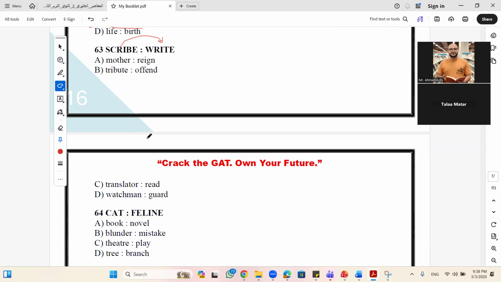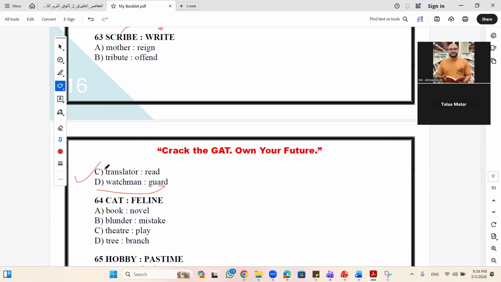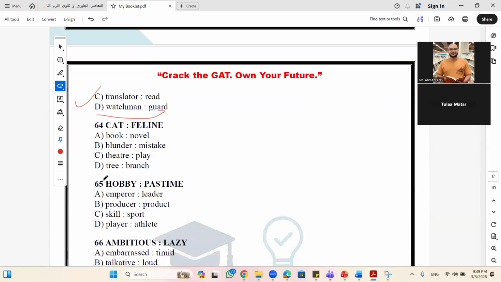A watchman and guard. Perfect. I am sure that he will get it right in this one. Cat is a feline, so it's a classification.